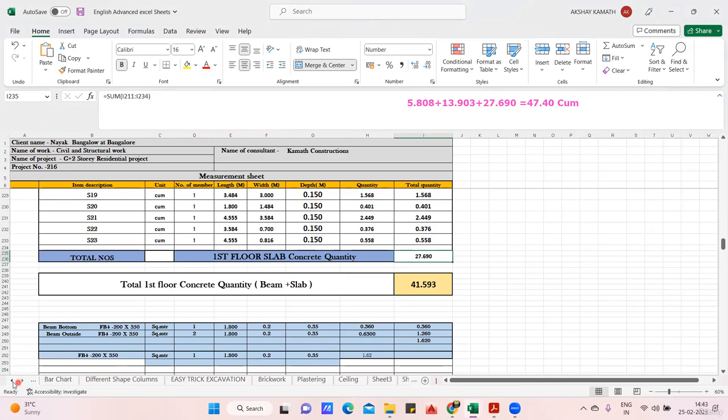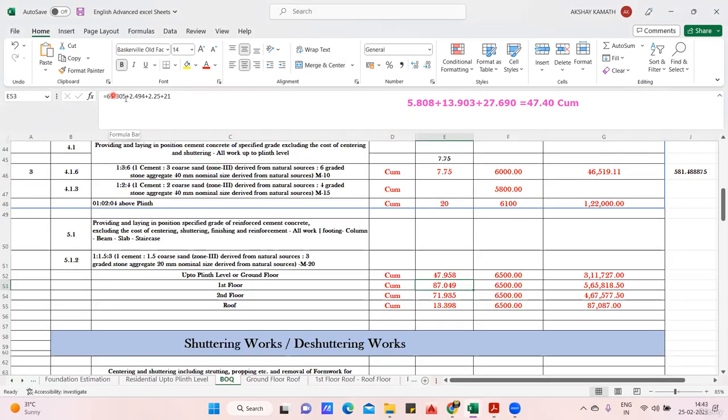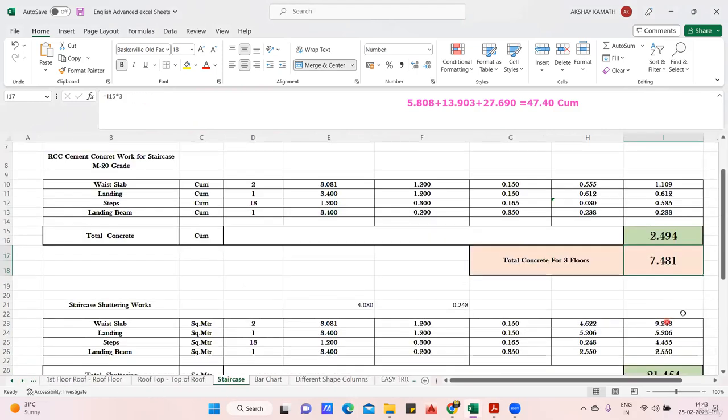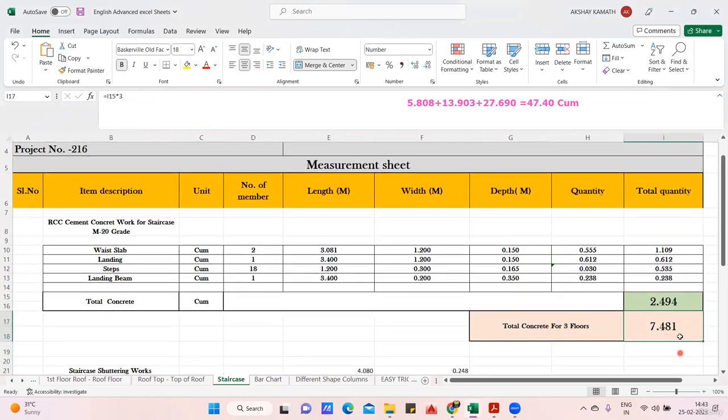So that is a thing what I've done here. If I go to the BOQ now, okay, 61 I have written. Then 2.494, this is the staircase quantity. Okay, come to the staircase. In staircase, total concrete for 3 floors was 7.481. Total concrete in 1 floor, that is the ground floor, is 2.494. That also you add along with this. 2.494 plus, I'll add chajja quantities also.